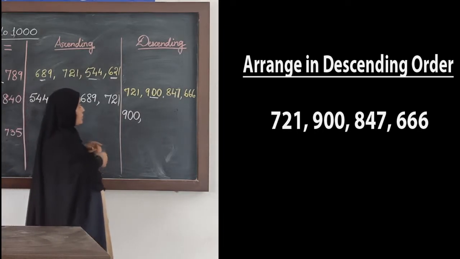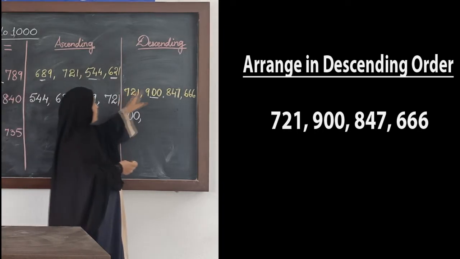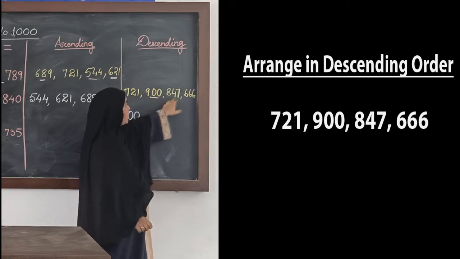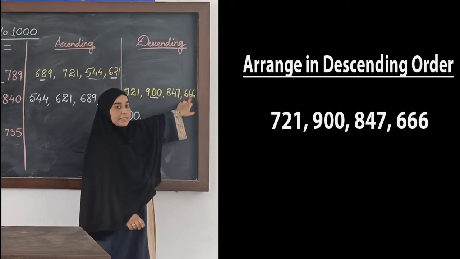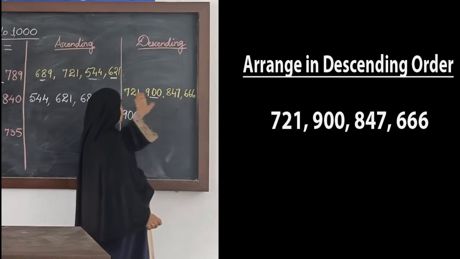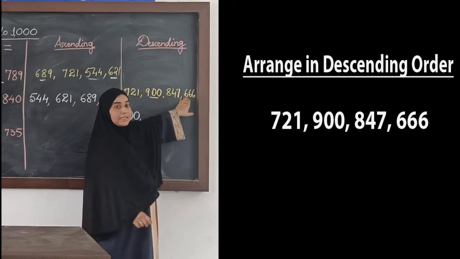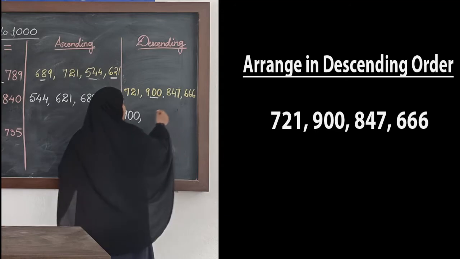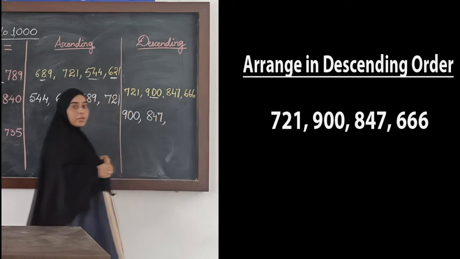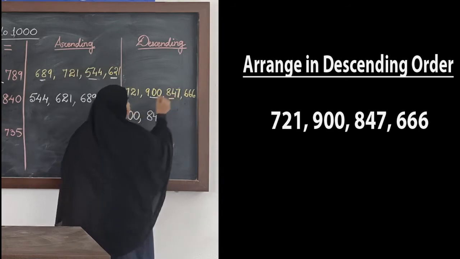Then, which is the next number? 3 more we have. 721, 847, 666. So, there are 3 more numbers. 700, 800, 600. So, which one we will take? 847. Okay. Now, 2 numbers we have already got.